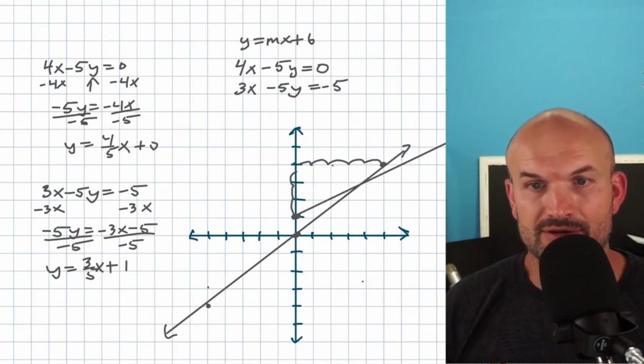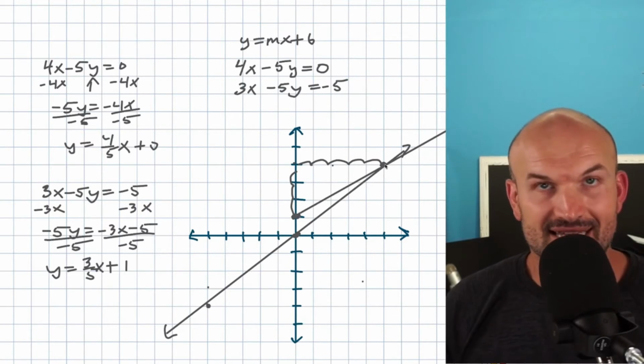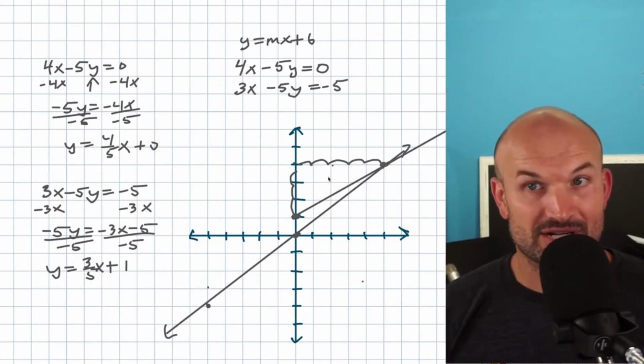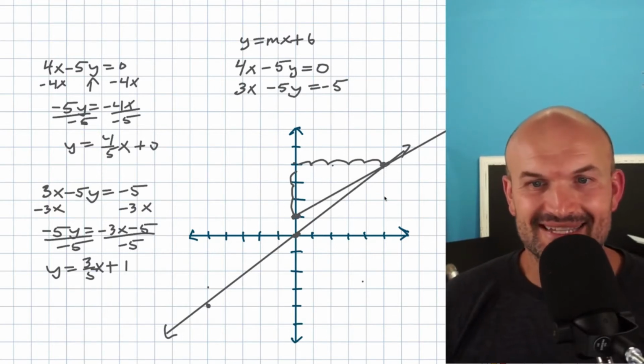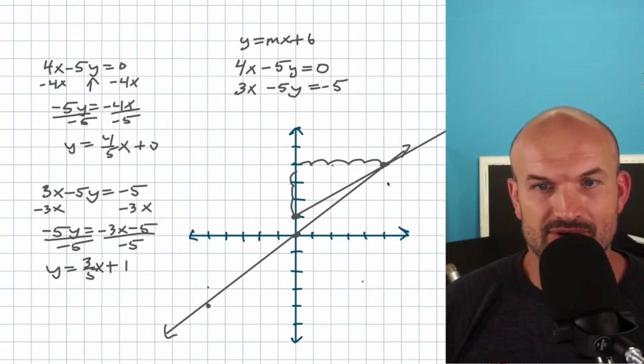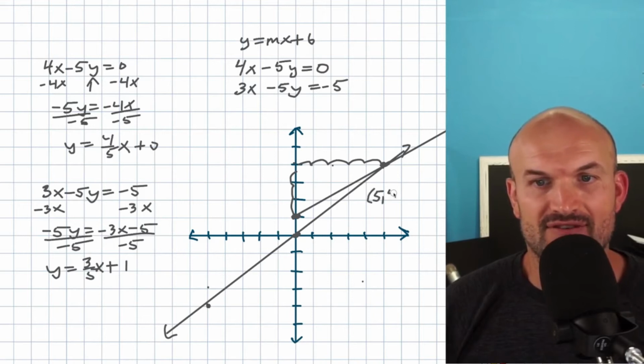So now what we need to do is figure out, well, where exactly is this point, right? And by looking at the graph, which hopefully I graphed correctly, it is going to be at the coordinate point of 1, 2, 3, 4, 5, 1, 2, 3, 4. So that's going to be at the intersection point of 5, 4.